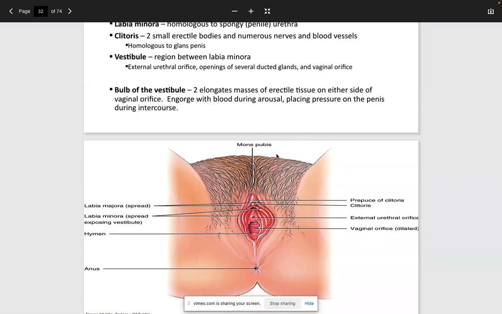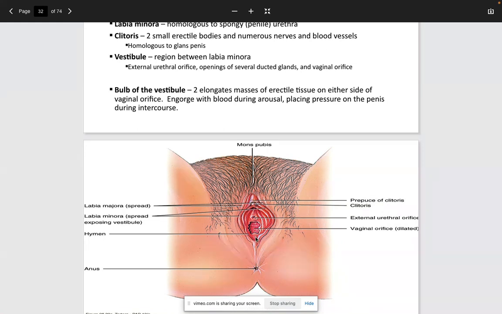Here's a picture. This is the mons pubis. This is just going to cushion the pubic symphysis. This is the labia minora, the smaller area, and the labia majora, the larger area here as well. This is the prepuce of the clitoris. This area is highly innervated with nerve supply and is going to be very sensitive.